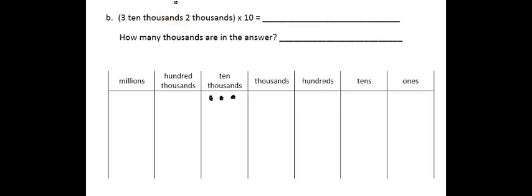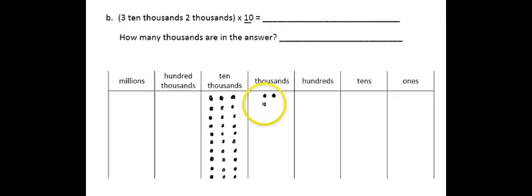And my 2 thousands. Now let's multiply those by 10 the same way we did in the previous problem. I'll take the first disk and make it 10 times greater. And I'll do the same thing for the remaining 2 disks in my 10,000s place. And now I'm going to move to my thousands section and I'll make each of those disks 10 times greater.